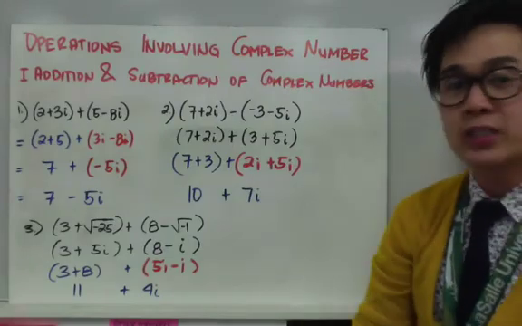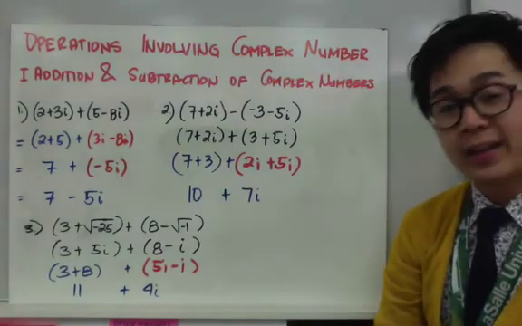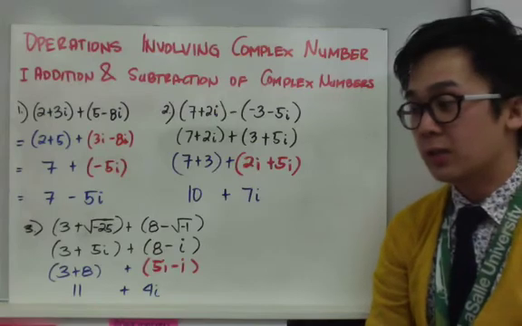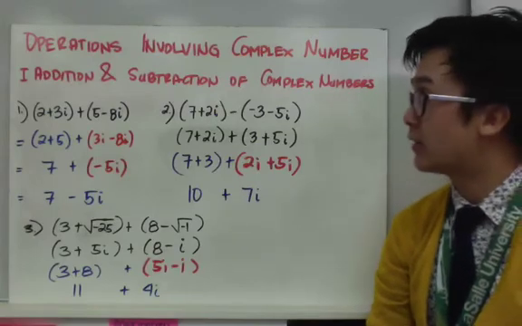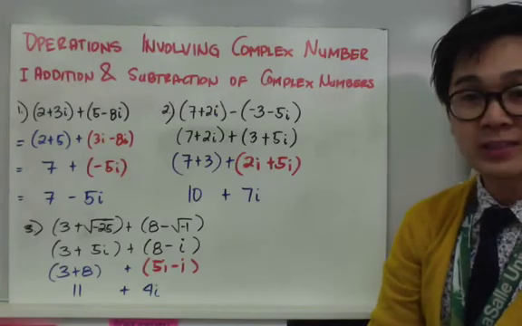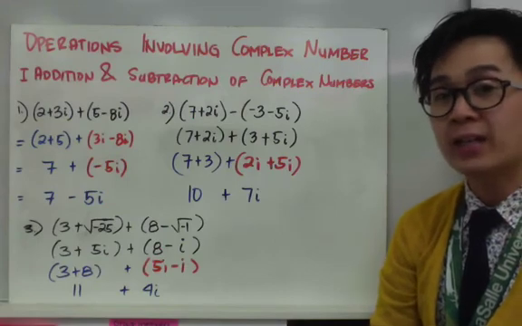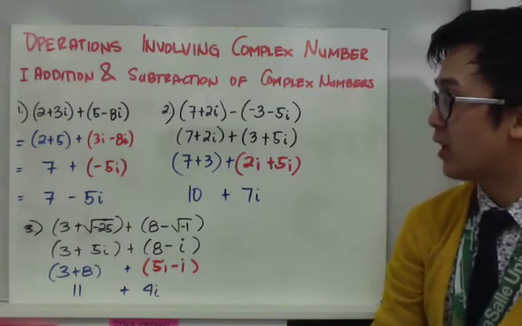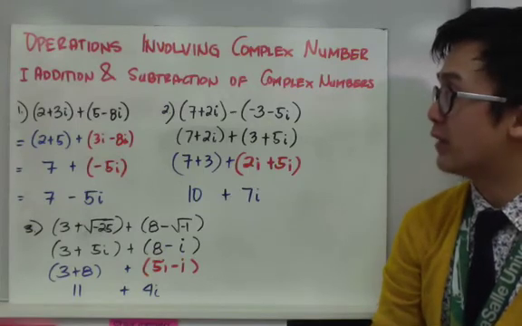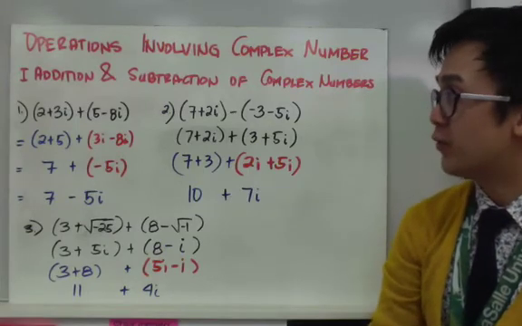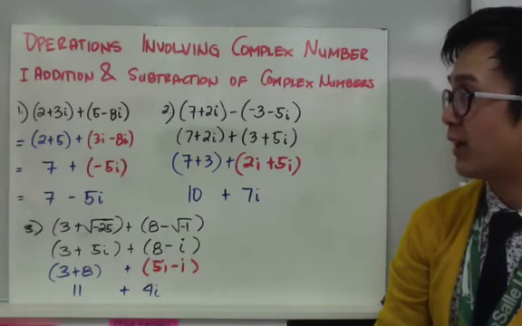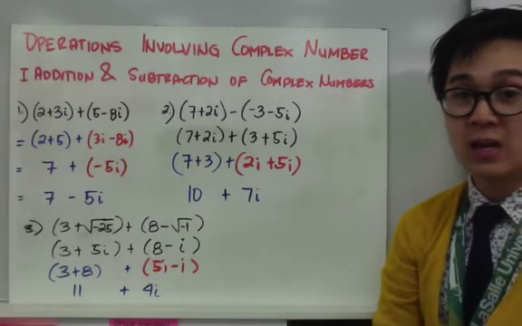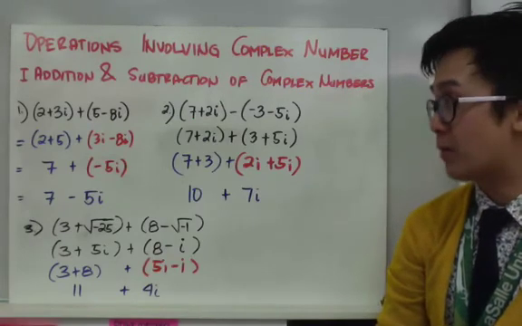We have several operations involving complex numbers. We can add, we can subtract, we can multiply, and we can also divide complex numbers. So it's similar to combining like terms when we're working on polynomials. So I have three sets of complex numbers here, and we're going to add and subtract each of them. So the first example, we have 2 plus 3i and 5 minus 8i as our set of complex numbers, and we're going to add them up.